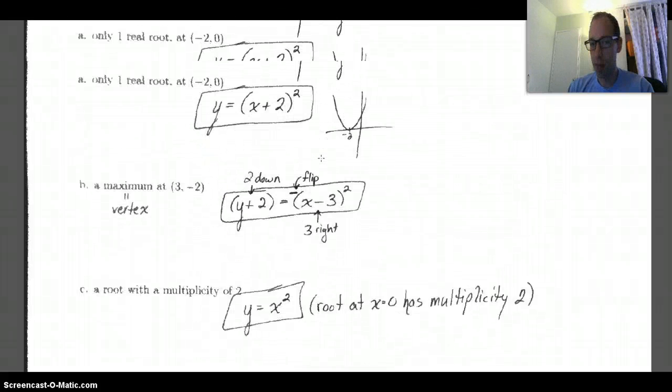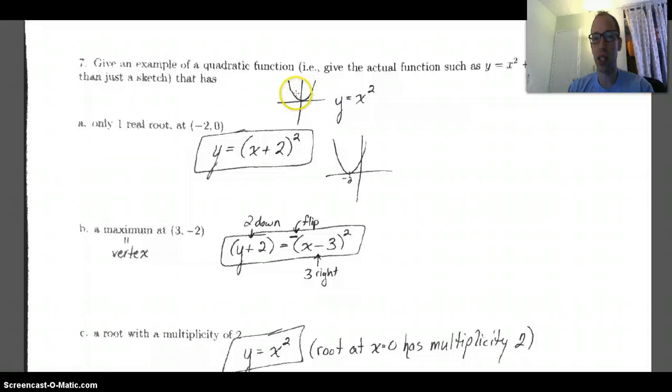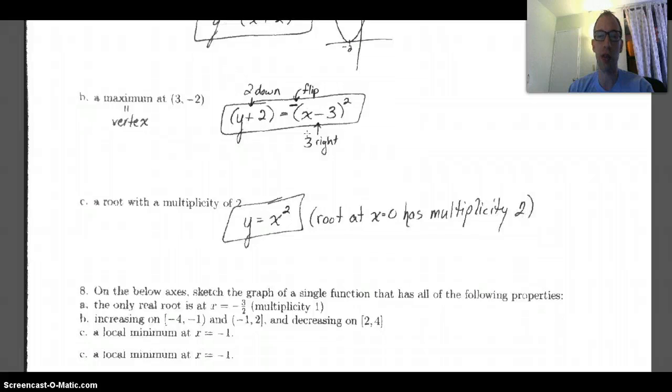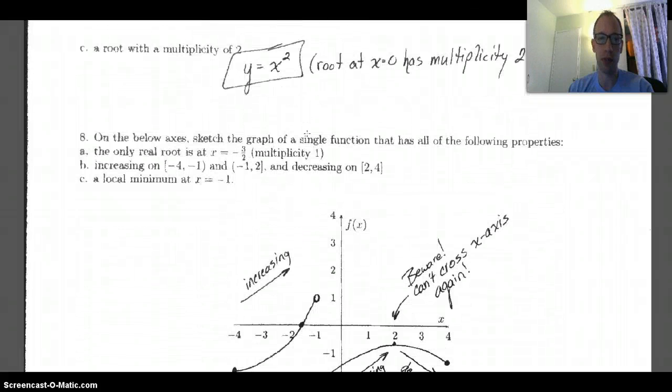What that's saying basically is we want to touch the axis and bounce off, if you will, which notice that we have right away. So any time in a quadratic equation that we just bounce off, whether it's opening up or opening down, it's going to have a multiplicity of 2. If a quadratic function just has 1 zero, then that zero has a multiplicity of 2.